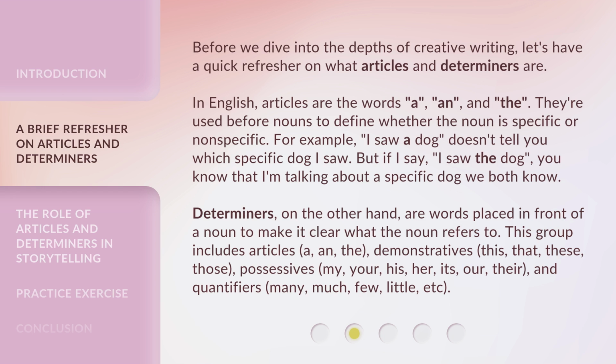Determiners, on the other hand, are words placed in front of a noun to make it clear what the noun refers to. This group includes articles a, an, the, demonstratives: this, that, these, those, possessives: my, your, his, her, its, our, their, and quantifiers: many, much, few, little, etc.